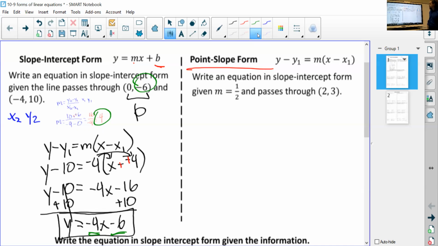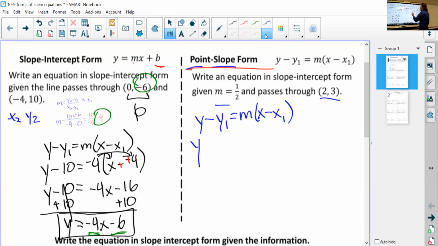All right, our second one is when we have to use point-slope. It just gives us a slope and a point. That should always come to you, because it won't always say point-slope form. As soon as you see, oh, I've got a slope and I've got a point, you should be like, oh, I have a formula that has slope and a point in it. Okay, so write it down: y minus y1 equals m times x minus x1.